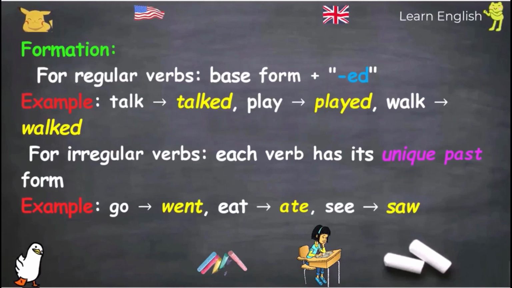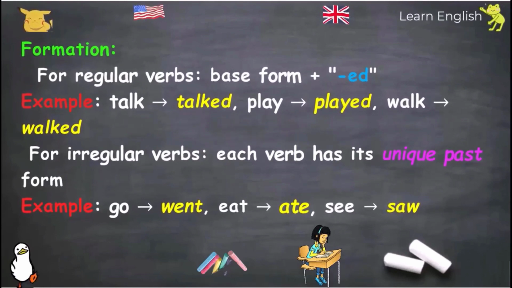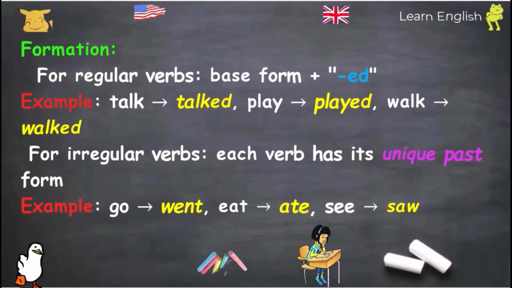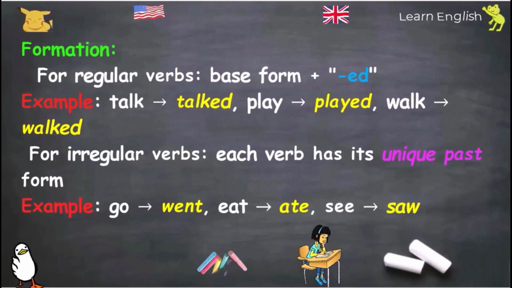Formation. For regular verbs, base form plus ed. Example. Talk, talked, play, played, walk, walked. For irregular verbs, each verb has its unique past form. Example. Go, went, eat, ate, see, saw.